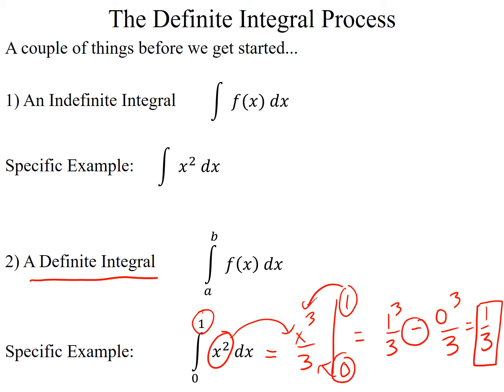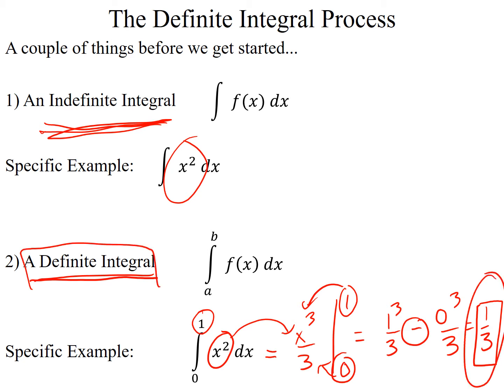Okay, so the difference between an indefinite integral and a definite integral. An indefinite integral is a bunch of functions, all antiderivatives of this. So it's a whole collection of functions. A definite integral is a number. Notice the answer is a number in the end. So when you're calculating a definite integral, you get a number. So the question is, where does this number come from?